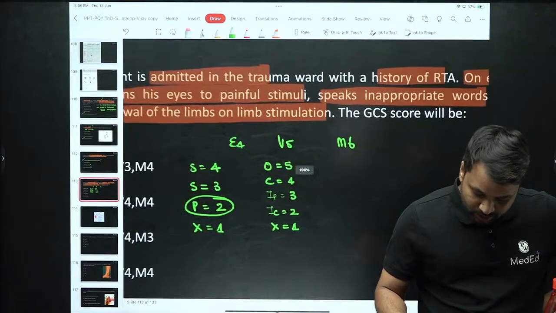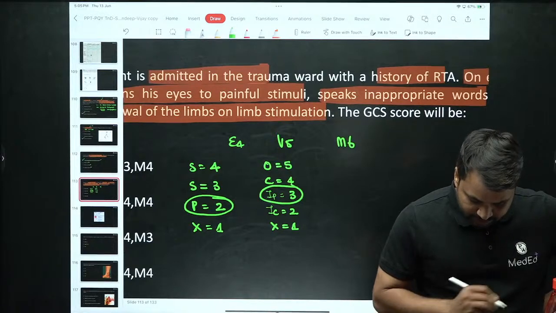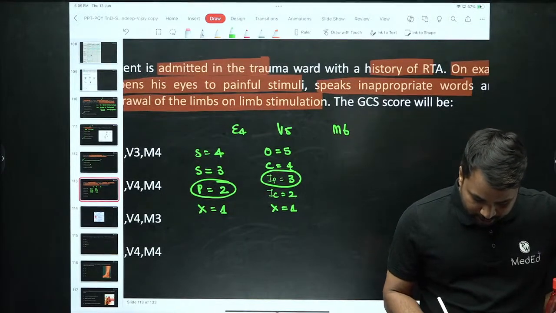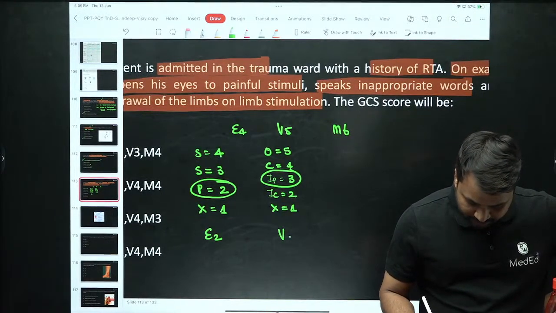So here he is using inappropriate words, a score of 3 is given. So here our E2 is done, and the V3 score is done.